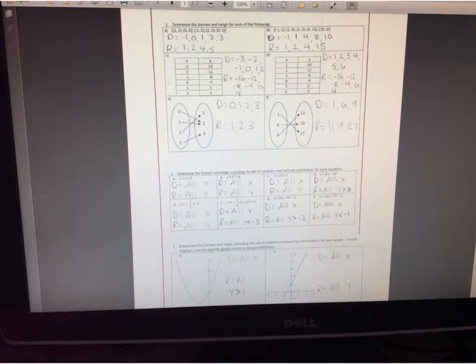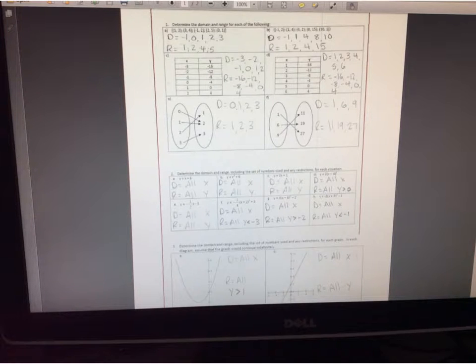I can see that you have a really good understanding of domain and range. There's just one mistake that you made, and you made it kind of throughout the assignment. So I just wanted to briefly talk to you about that and explain it, and then you can go back and correct the ones that it applies to.